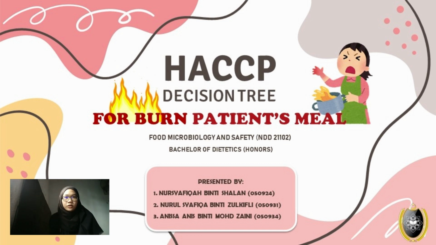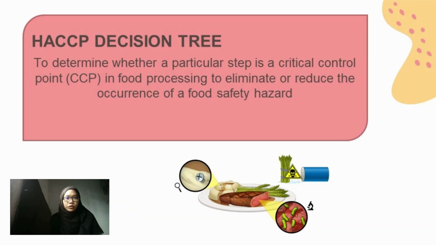Today, our group is going to make a presentation on the HACCP Decision Tree for the burn special menu. The HACCP Decision Tree is used to determine whether a step in the food processing is a critical control point to control the possibility of occurrence of a food hazard and ensure food safety.